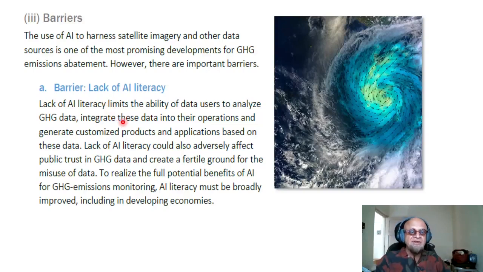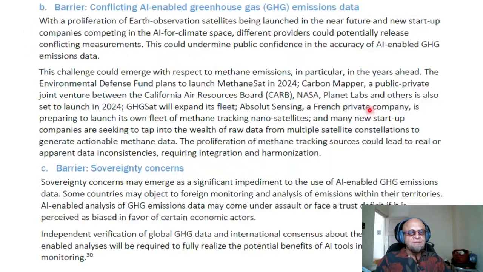Okay? So barrier, lack of literacy, just people not knowing. So AI literacy limits the ability of data users to analyze greenhouse gas initiatives, integrate these data into their operations, and generate customized products and applications based on these data. So AI literacy is a handicap there. So to realize the full potential benefits of AI for greenhouse gas emissions monitoring, AI literacy must be broadly improved, including in developing economies. And a nice figure of a cyclone with its hurricane with its circulation.